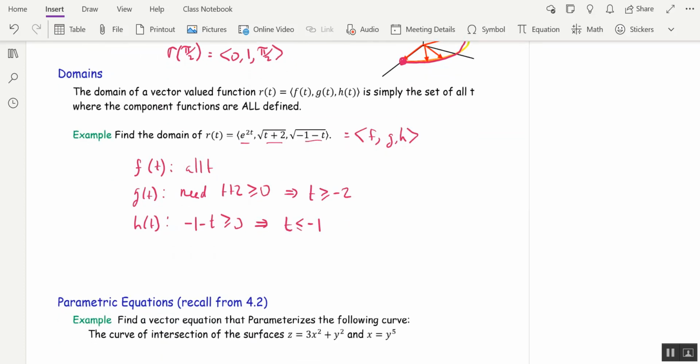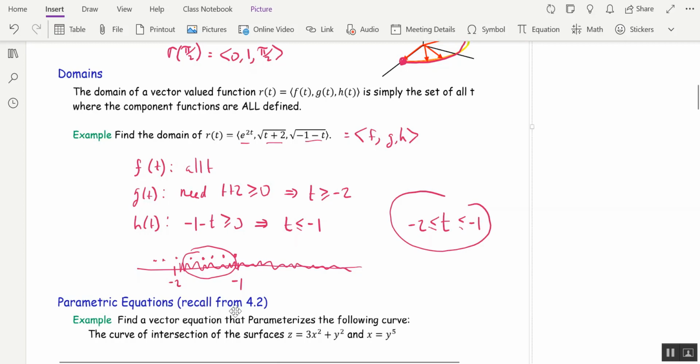Okay, so what is the intersection of these domains? Well, here's negative 2, and here's negative 1. The domain for g of t is all these t's going to infinity. But for h of t, it's these t's going from negative 1 down to negative infinity. So the intersection is this interval right here. So the domain is t between negative 2 and negative 1.